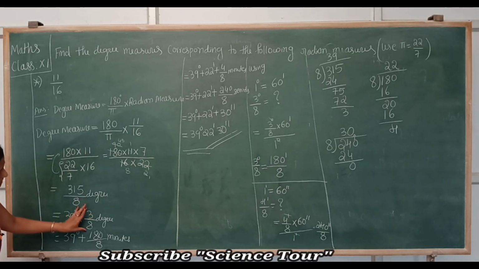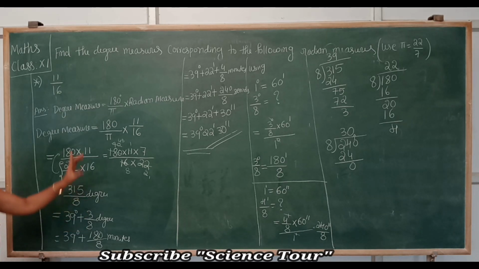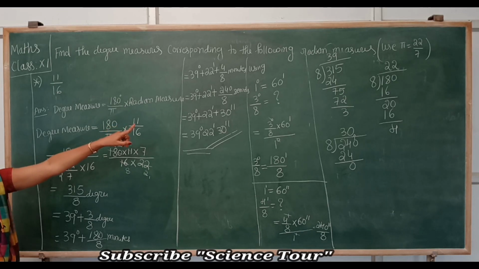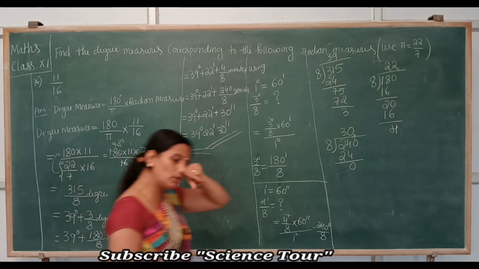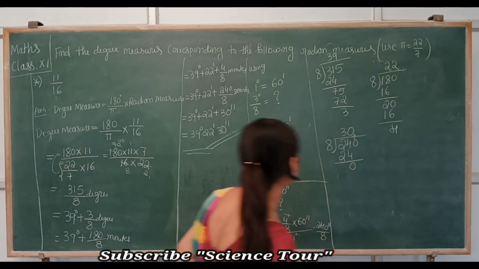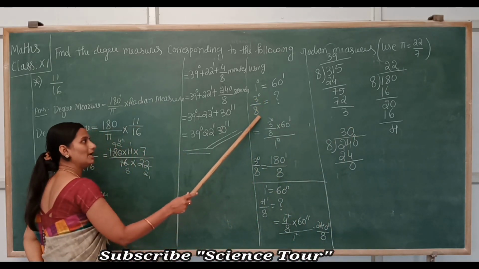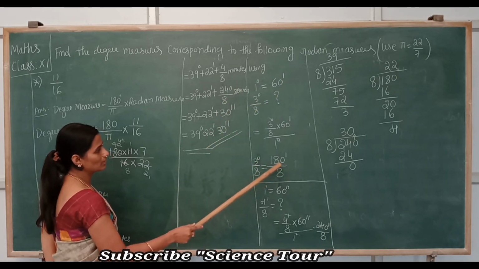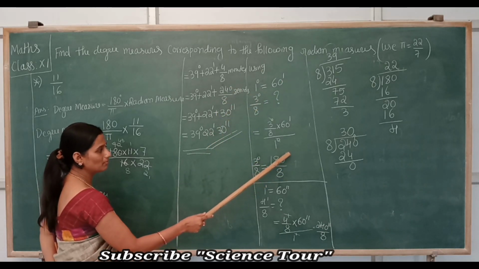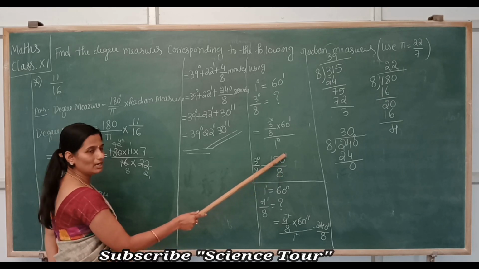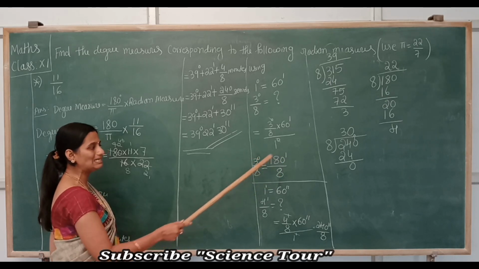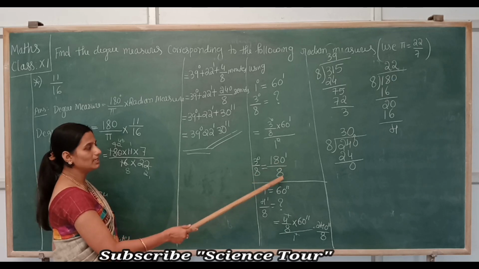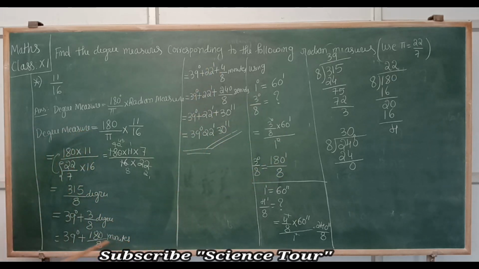So this fraction you should first remove, you should convert it to minutes. How to convert to minutes? You know that 1 degree is equal to 60 minutes. So 3 by 8 degree is equal to how many minutes? That simplification will give us what? 180 minutes, 180 divided by 8 minutes. So 3 by 8 degree is equal to 180 divided by 8 minutes.